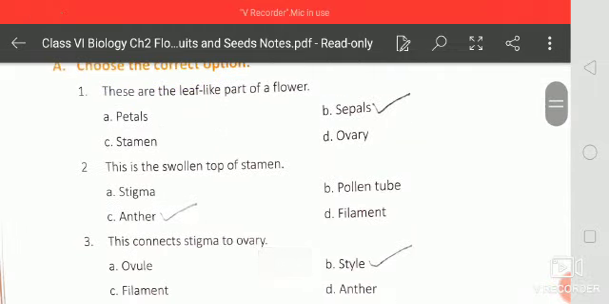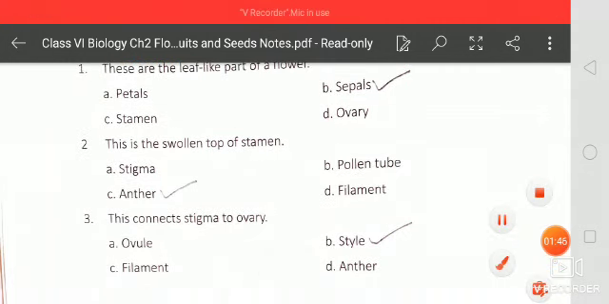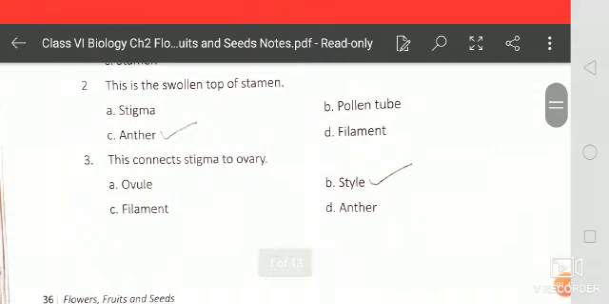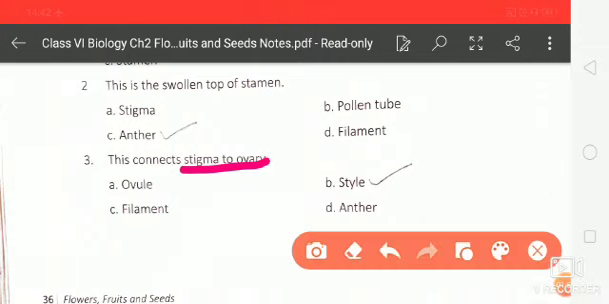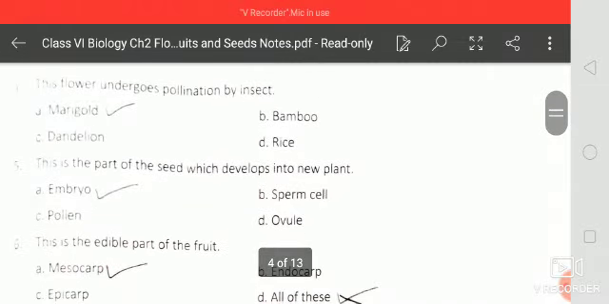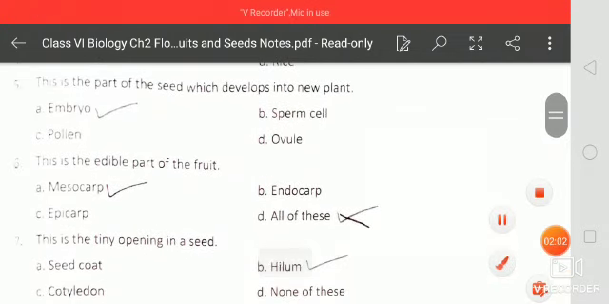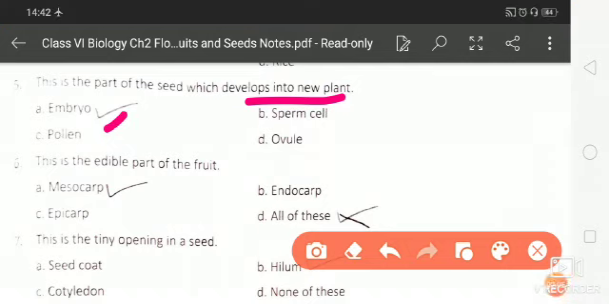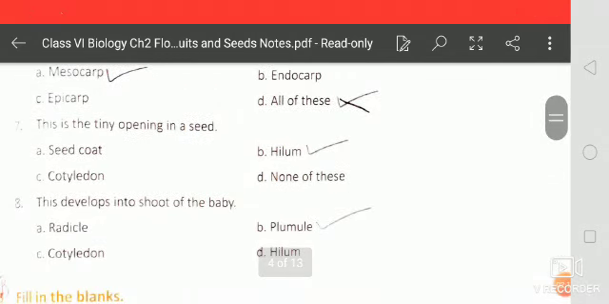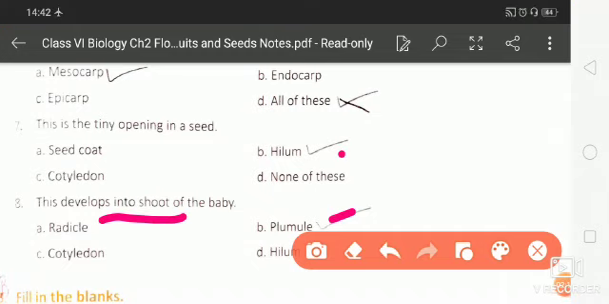These are the leaf-like parts of the flower that are called the sepals, and the swollen tip of the stamen is called the anther. The part which connects the stigma to the ovary is the style. The flower that undergoes pollination by insects, an example is marigold. This is the part of the seed which develops into a new plant, that is the embryo. This is the edible part of the fruit, that is called the mesocarp. This is the tiny opening in a seed, called the hilum. And it develops into the shoot of the baby plant, that is called the plumule.